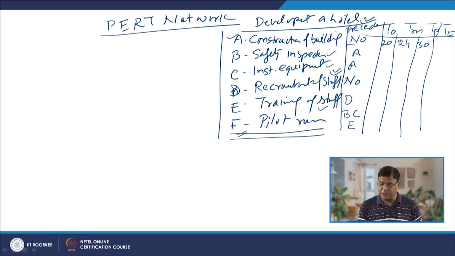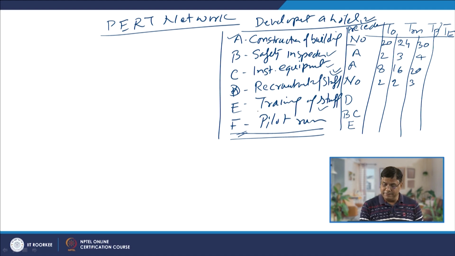Thereafter, we have the inspection, which in the optimistic case will take 2 days, the most likely time is 3 days, and the pessimistic time for inspection is 4 days. Likewise, for procuring and installing the equipment, it is 8 days most optimistic time, 16 days most likely time, and 20 days pessimistic time. Then for recruitment of staff, 2 days is the most optimistic time, the most likely time is also 2 days, and the pessimistic time is 3 days.